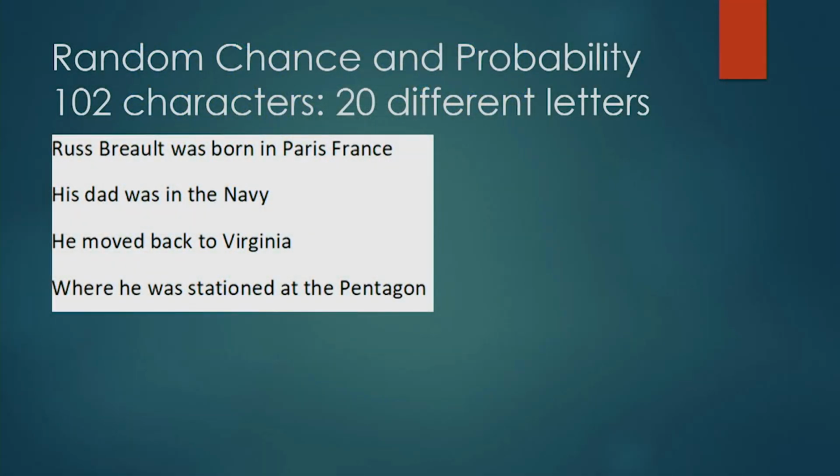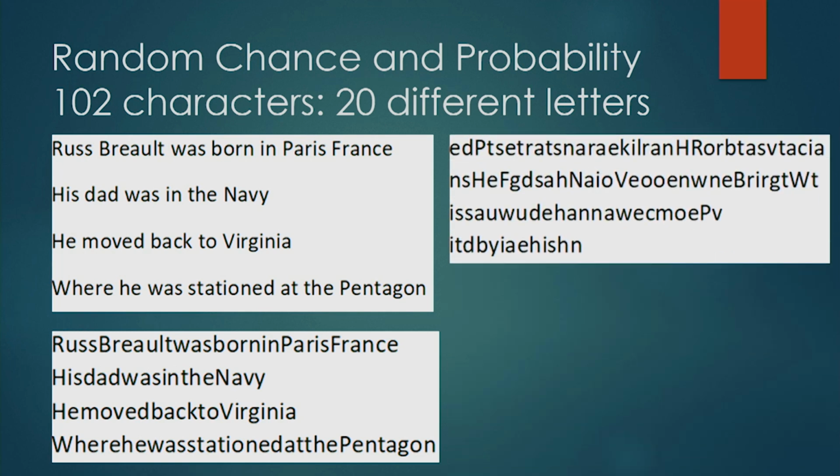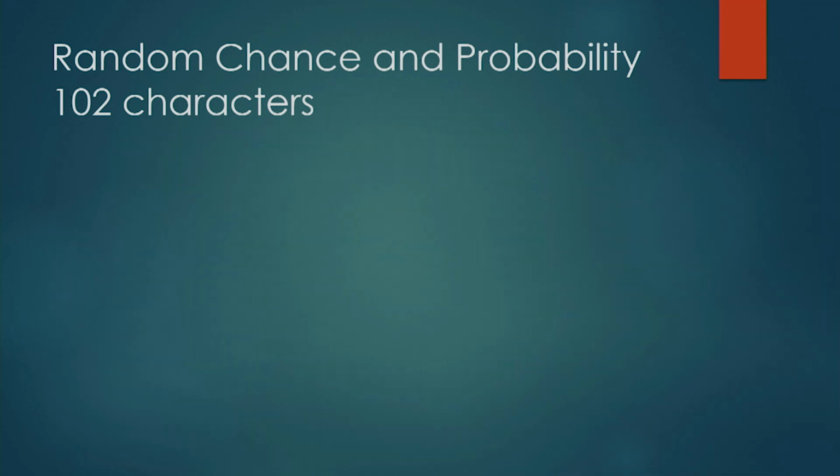Russ Briel, that would be me, by the way, was born in Paris, France. His dad was in the Navy. He moved back to Virginia, where he, meaning Dad, was stationed at the Pentagon. So now let's take out all the gaps in here. And I submitted this to an online randomizer, as if you took all those letters and just jumbled them up. And so this is what they sent back. So let me show you what we found.